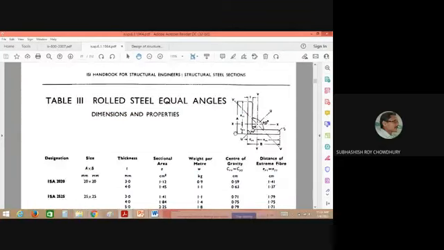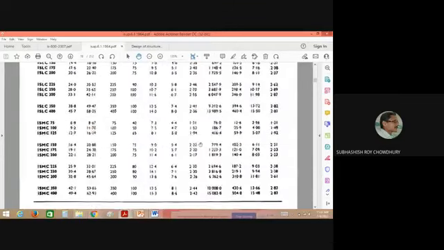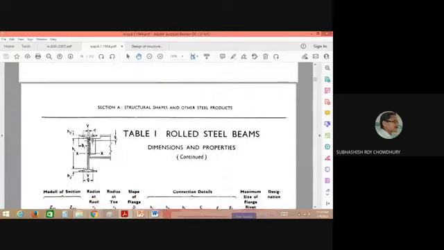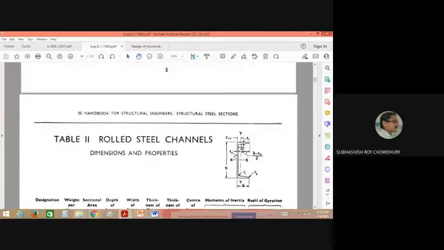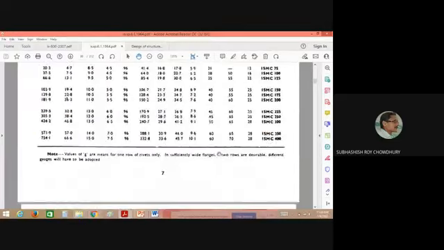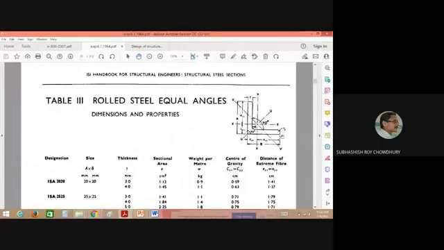Now, in case of designing of the beams, we generally use the I section. These are the rolled steel I sections that are generally used for designing of the beams. Channel sections are also used, but other than these two, you will get the angle sections, standard angle sections. Angle sections are very common in different types of structural frames.